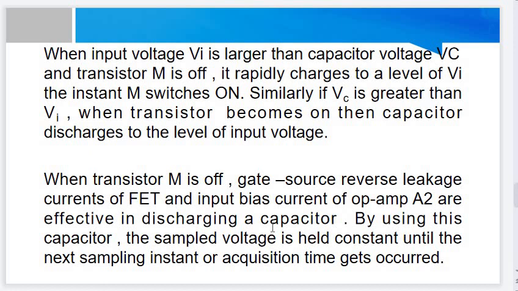When the transistor M is off, the gate source voltage, reverse leakage current of the FET, and the input bias current of op-amp A2 are effective in discharging the capacitor. By using this capacitor, the sampled voltage is held constant until the next sampling instant or acquisition time occurs.